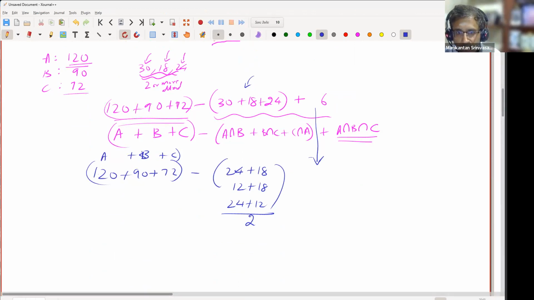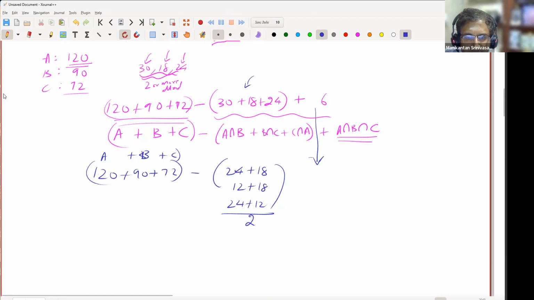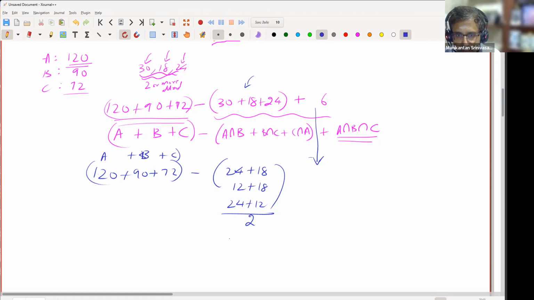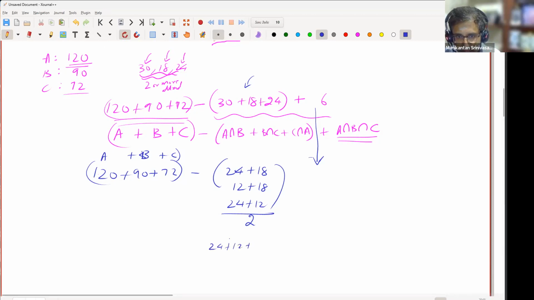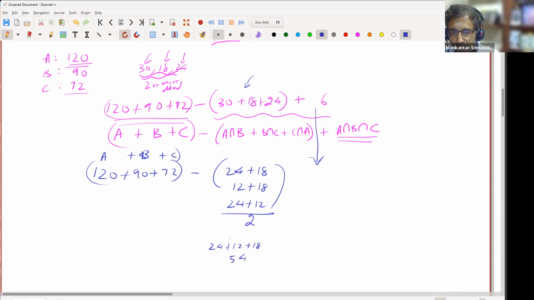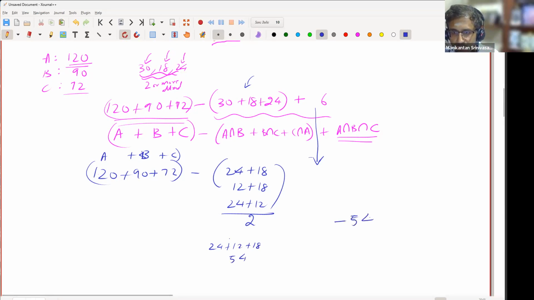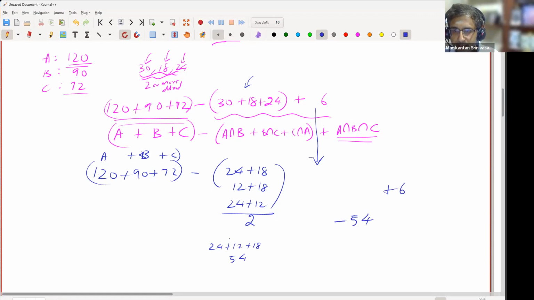So your, okay, just one sec. So 24 plus 12 plus 18, right? 24, 12 and 18. So which is how much? 24 plus 12 plus 18, which is 54. So I have minus 54. What you have is minus 72 plus 6, which is minus 66. I think you have to add 2 6s, not 1 6.